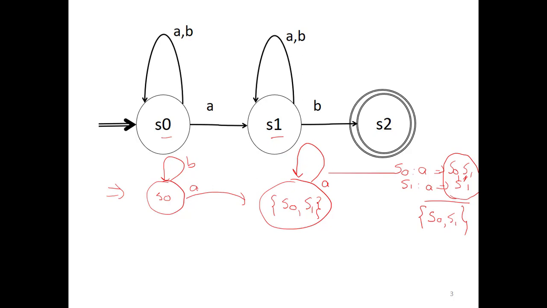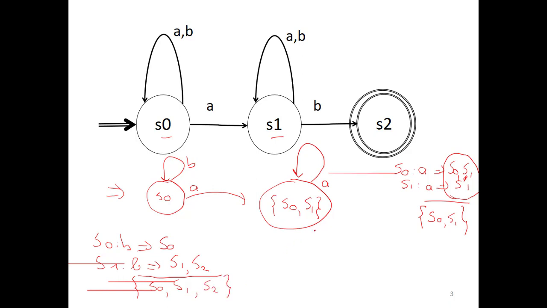If I get a B and I'm in one of these states, okay, from S0, if I get a B, I go to S0. And if in S1 I get a B, oh dear, then again I have two options. I can go to S1 or to S2. That means if I get a B in the state {S0, S1}, then as a result I have three possibilities. I could stay in S0, go to S1 or to S2. I have to make a new set, a new state. So with a B, I go to a new state, {S0, S1, S2}.